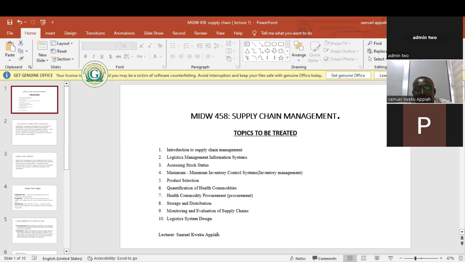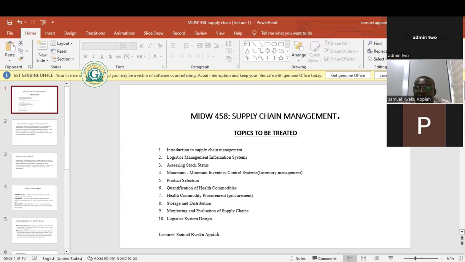So the first topic that we will treat will be the introduction to supply chain management. If you are doing supply chain, then we should know what supply chain is all about. Why should you do supply chain as a clinician? Is it necessary for you to do it? And then we are also going to look at logistics management information systems.